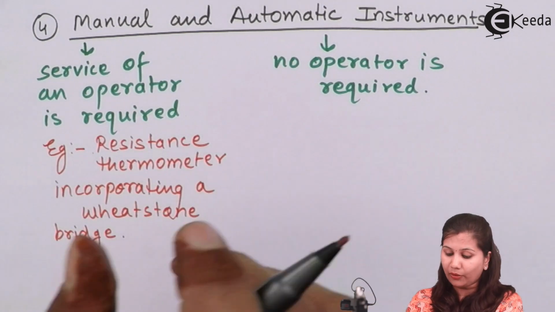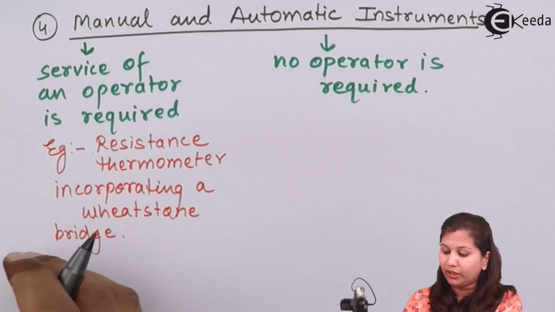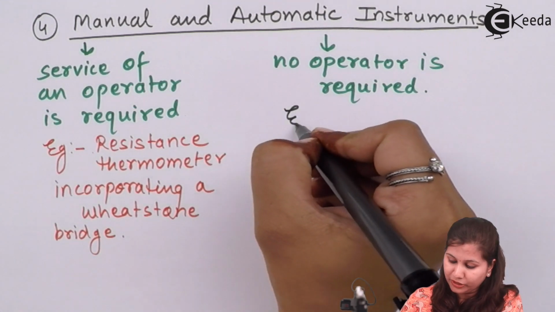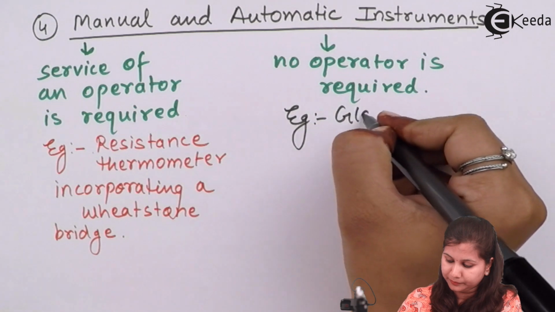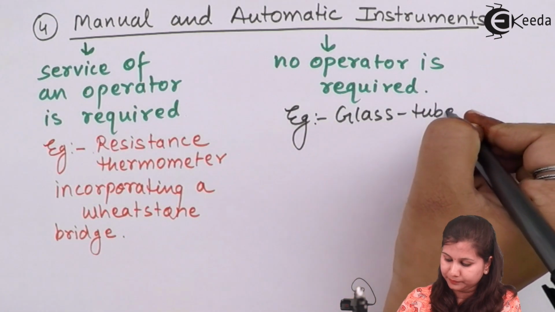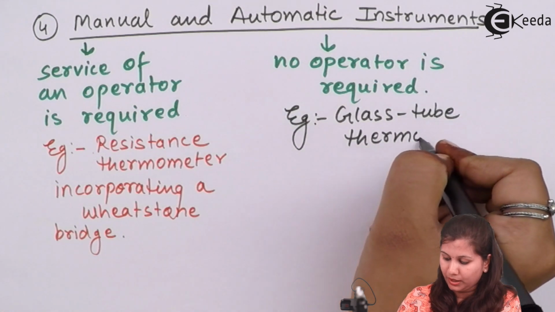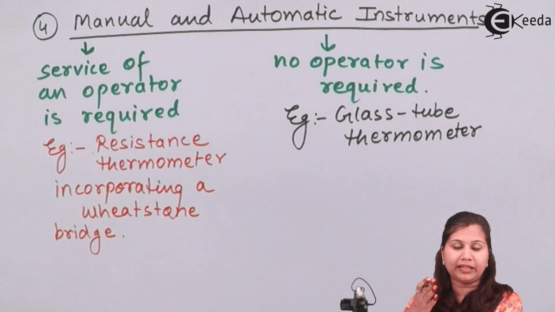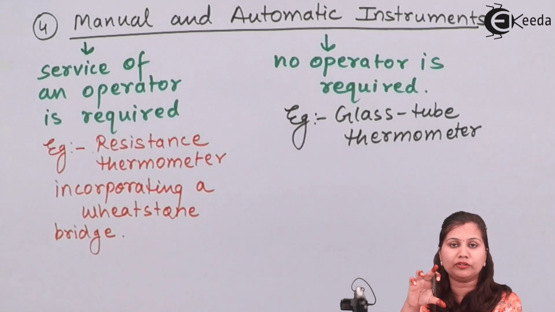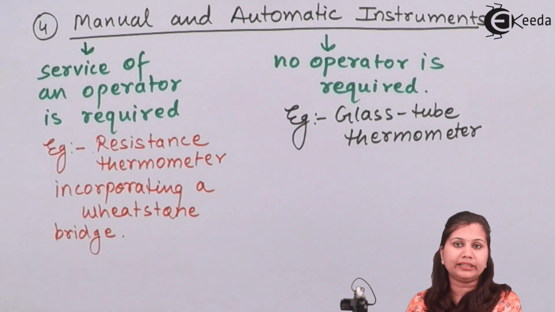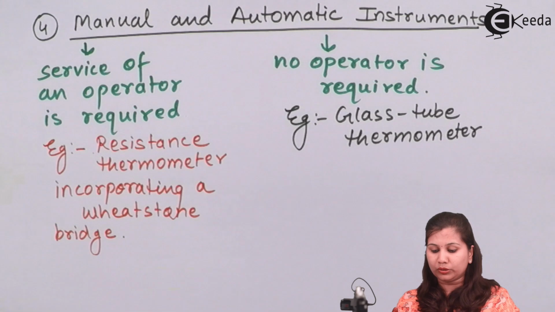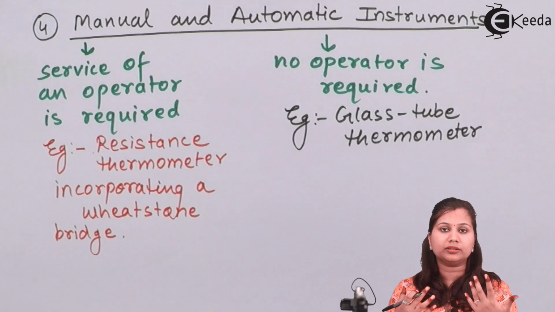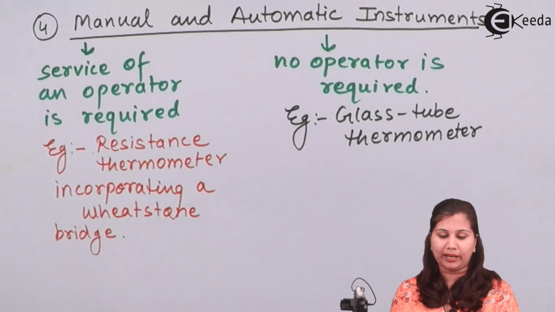So manual instruments always need the service of an operator, whereas automatic instruments do not require the service of an operator. An example of this is a glass tube thermometer. In the glass tube thermometer, no operator is required. The mercury will be deflected, and through the level of the mercury, we can directly read the value of the temperature. So this is the classification based upon whether an operator is required or not.